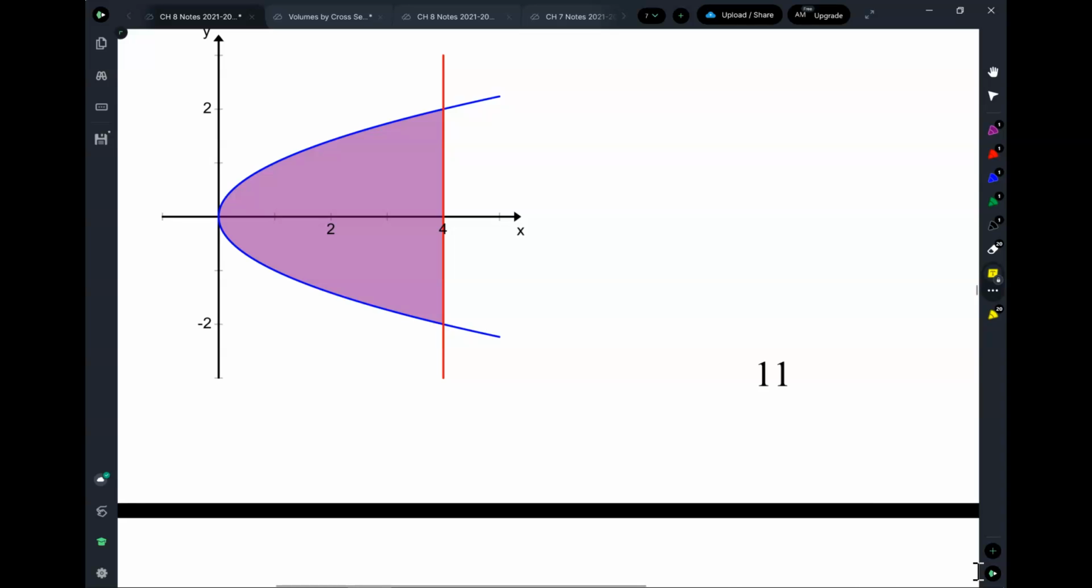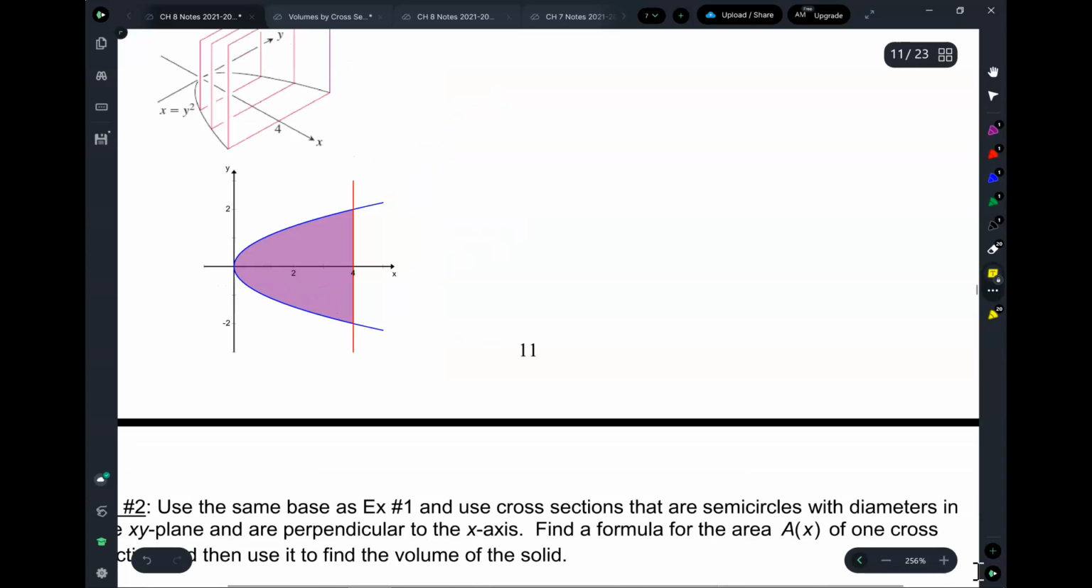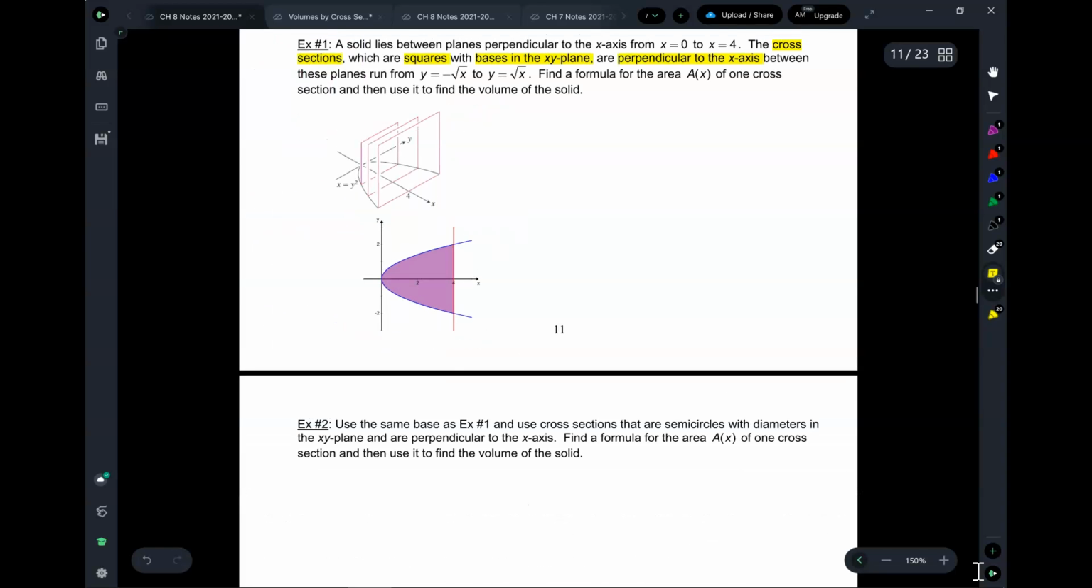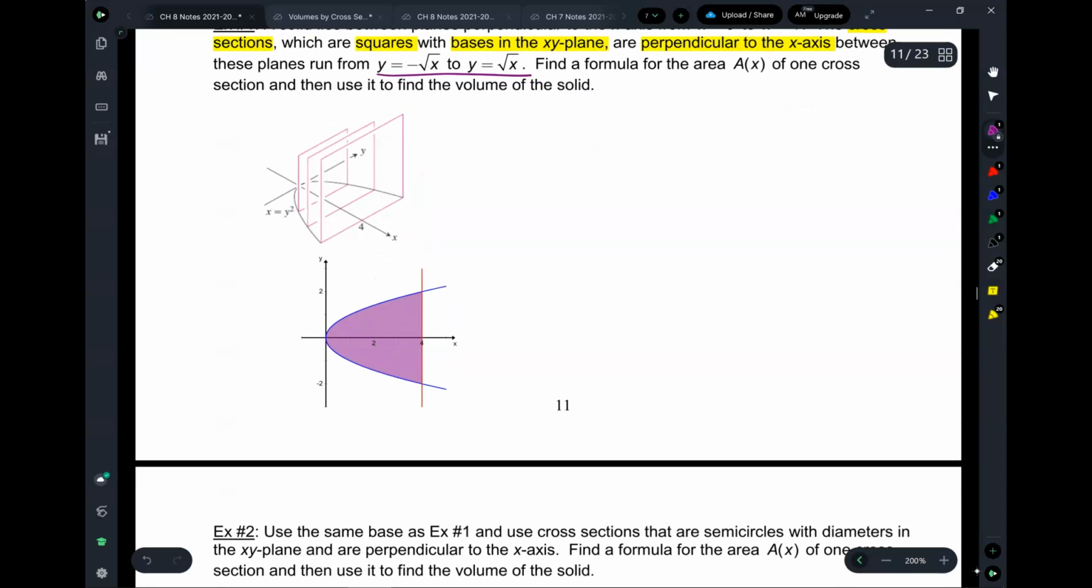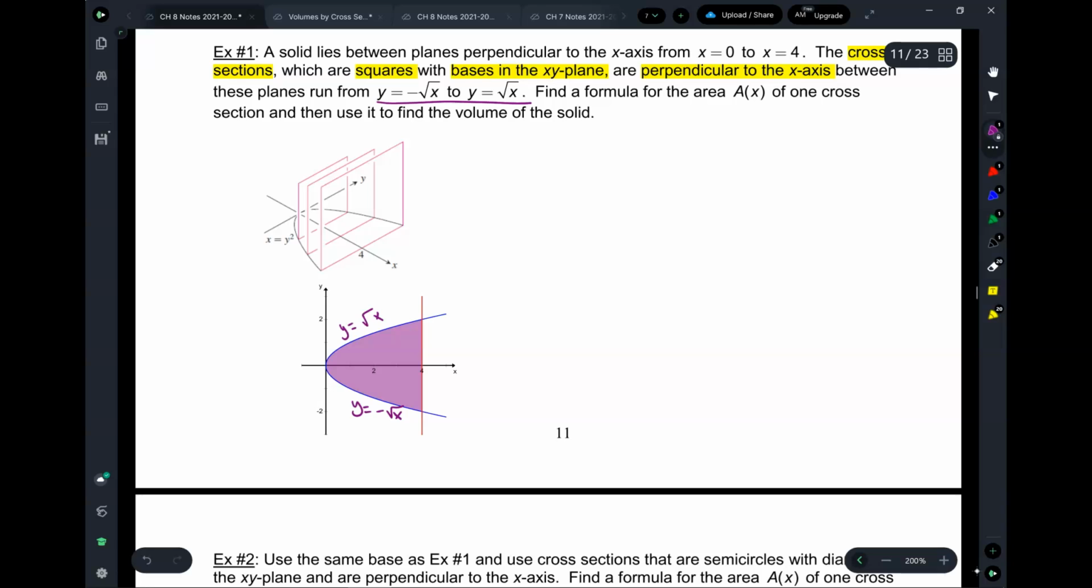All right, continuing. And so they run from y equals negative root x to y equals root x. So just like I showed you here, right? It goes from y equals negative root x to y equals root x. Find the formula for the area of one cross section and use it to find the volume.